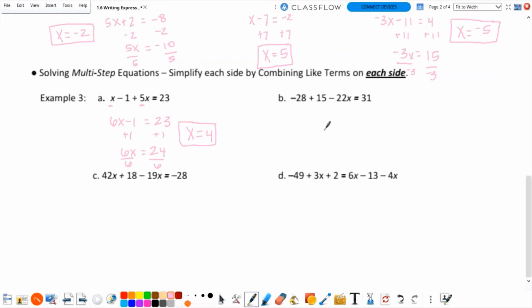All right, same thing for b. Negative 28 plus 15 minus 22x equals 31. So on the left side, we have like terms. Negative 28 plus 15. So we can combine that. Negative 28 plus 15 is going to give us negative 13.